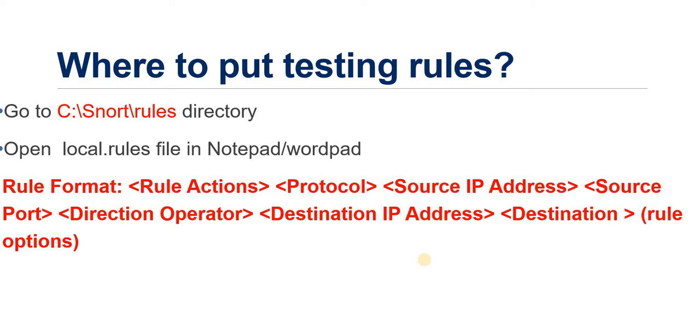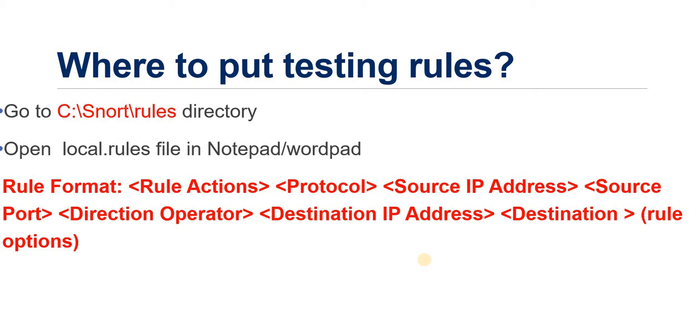There is a standard format for writing the Snort rule. You have to mention the rule action, whether you want to raise the alert or log the packets. Okay, so you have to mention the rule action. Commonly used rule action is alert. Then protocol, which protocol you want to test, whether you want to test TCP, UDP, ICMP. So you have to mention the particular protocol name.